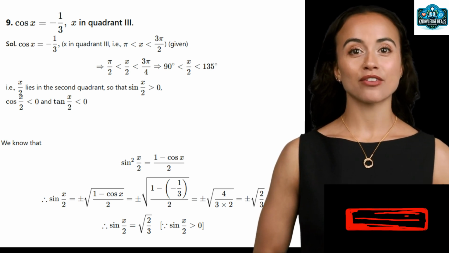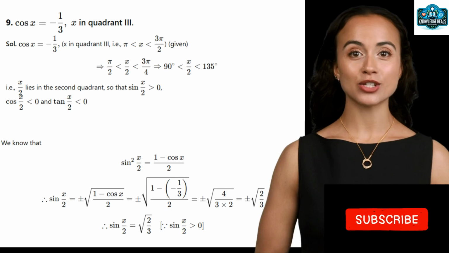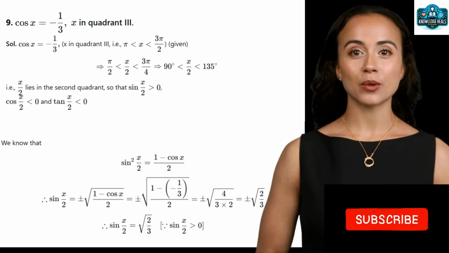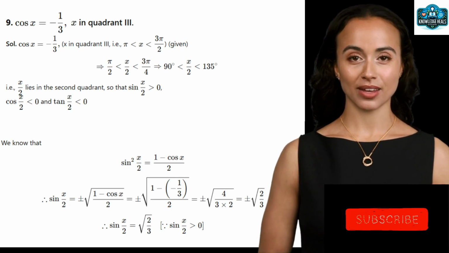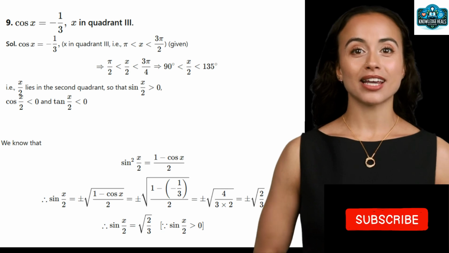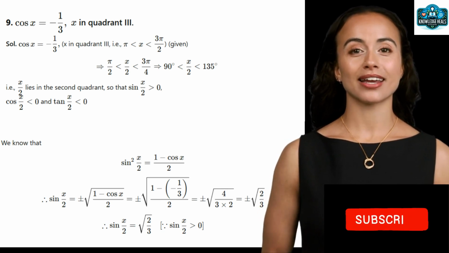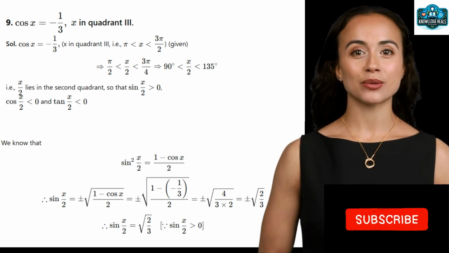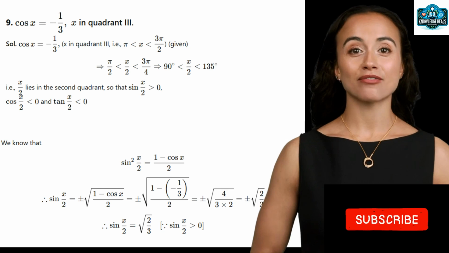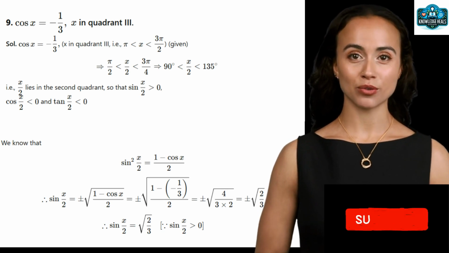We will substitute the value of cos x in the equation sin square x by 2 is equal to 1 minus cos x by 2. Therefore, when we equate, we get the value of sin of x by 2, that is plus minus root of 2 by 3. As sin x by 2 is greater than 0, so we get the value sin x by 2 is equal to root of 2 by 3.